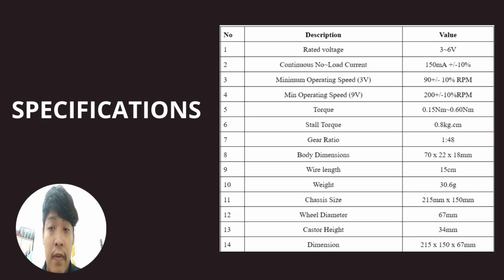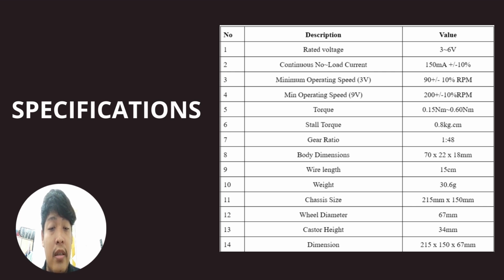So this is our specification for the project. For the first one, rated voltage is 3 to 6 volt. Continuous no load current 150 mA. Minimum operating speed at 3 volt is 60 plus minus 10% RPM, while minimum operating speed at 9 volt is 200 plus minus 10% RPM. For the torque is 0.15 Nm to 0.6 Nm. Stall torque is 0.8 kg per cm. The gear ratio is 1:48.